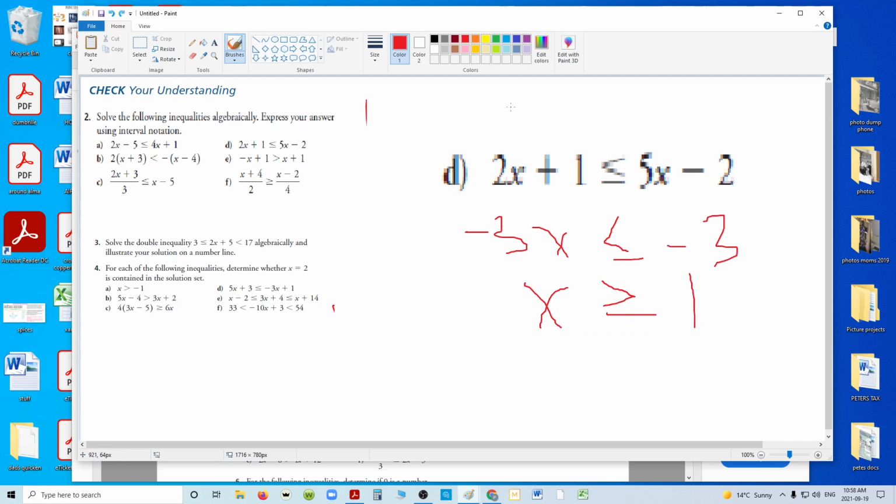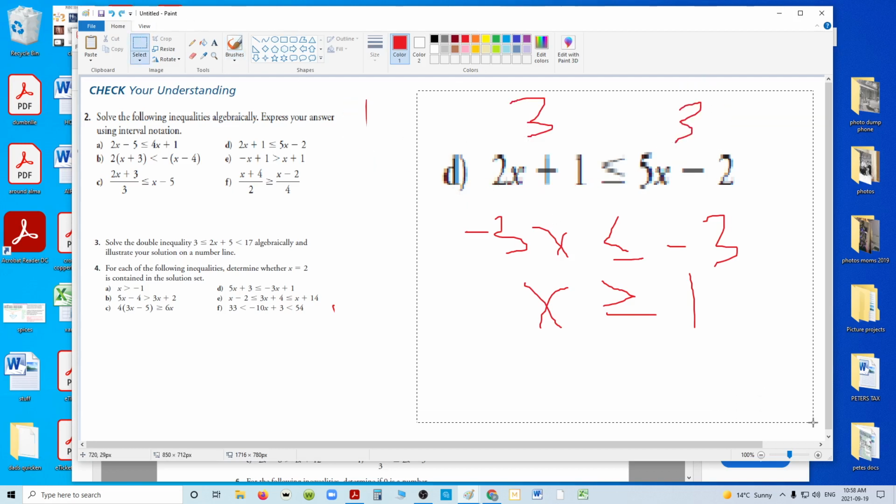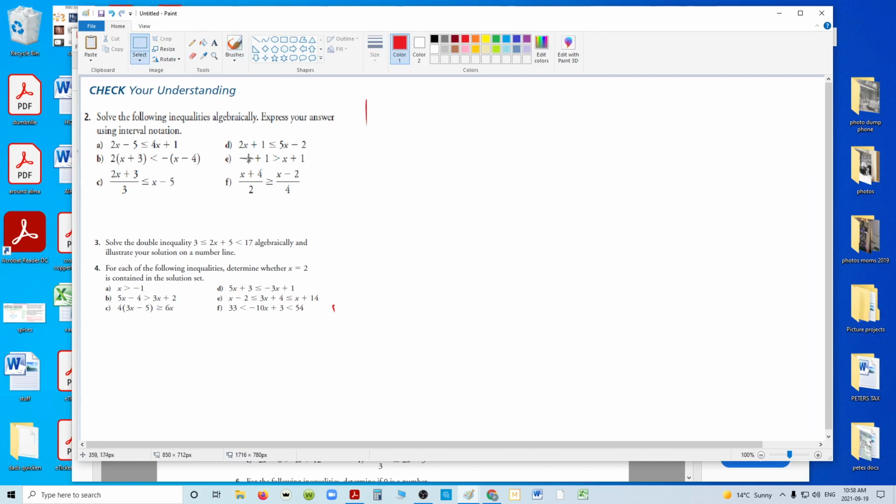When I put 1 in here, I get 3, and 1 in here, I get 3, so it's true. I should check either side to make sure, and you should in the beginning. And in a test, you definitely should always verify your answers.